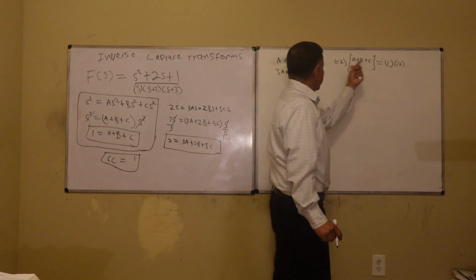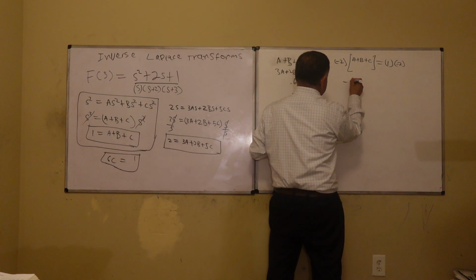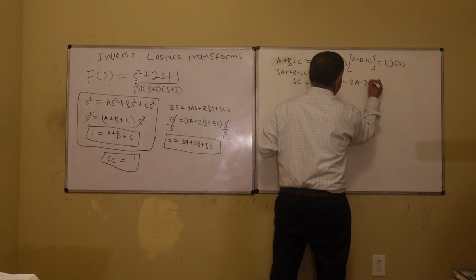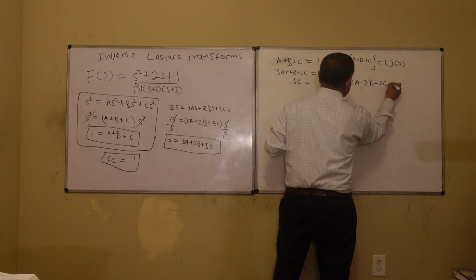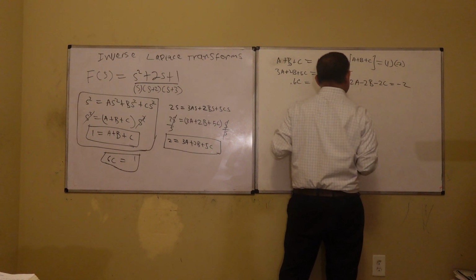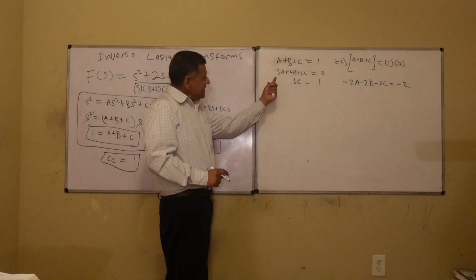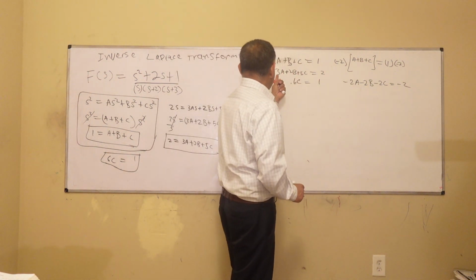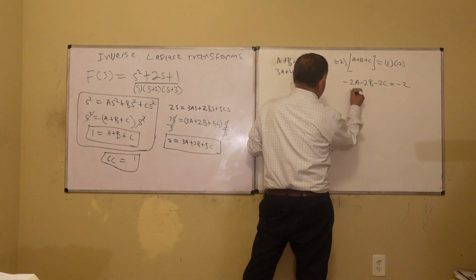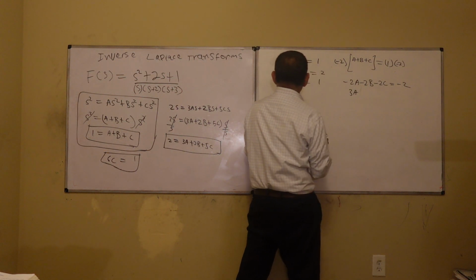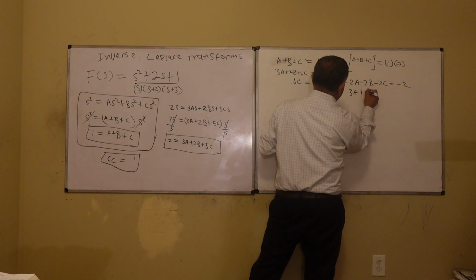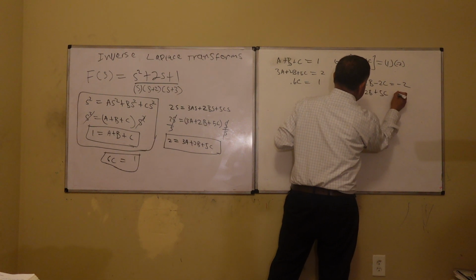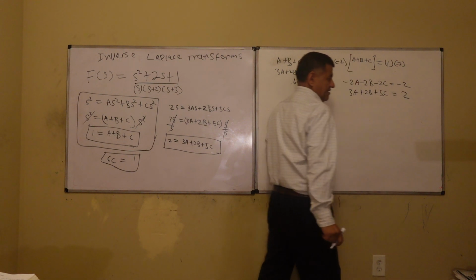Okay, so when I multiply that across, I get negative 2a plus negative 2b, negative 2c equal negative 2, right? Now I can actually add these 2. I can bring this over here and say 3a, plus 2b, plus 5c equal to 2. And look at that.